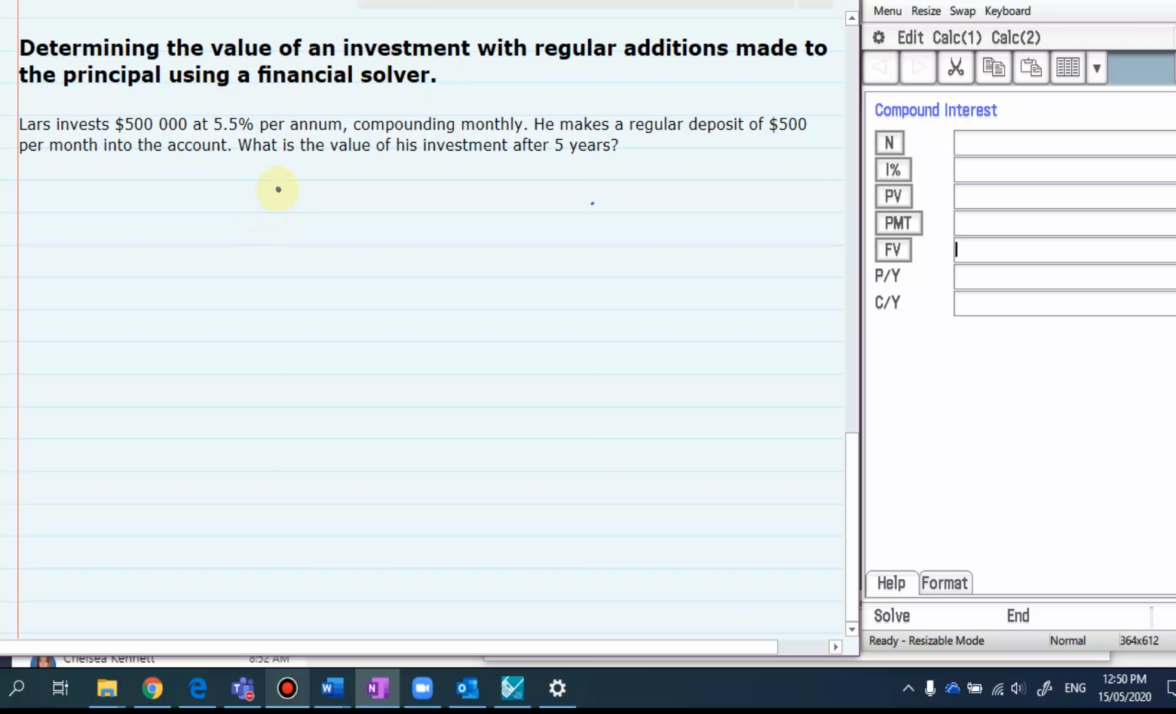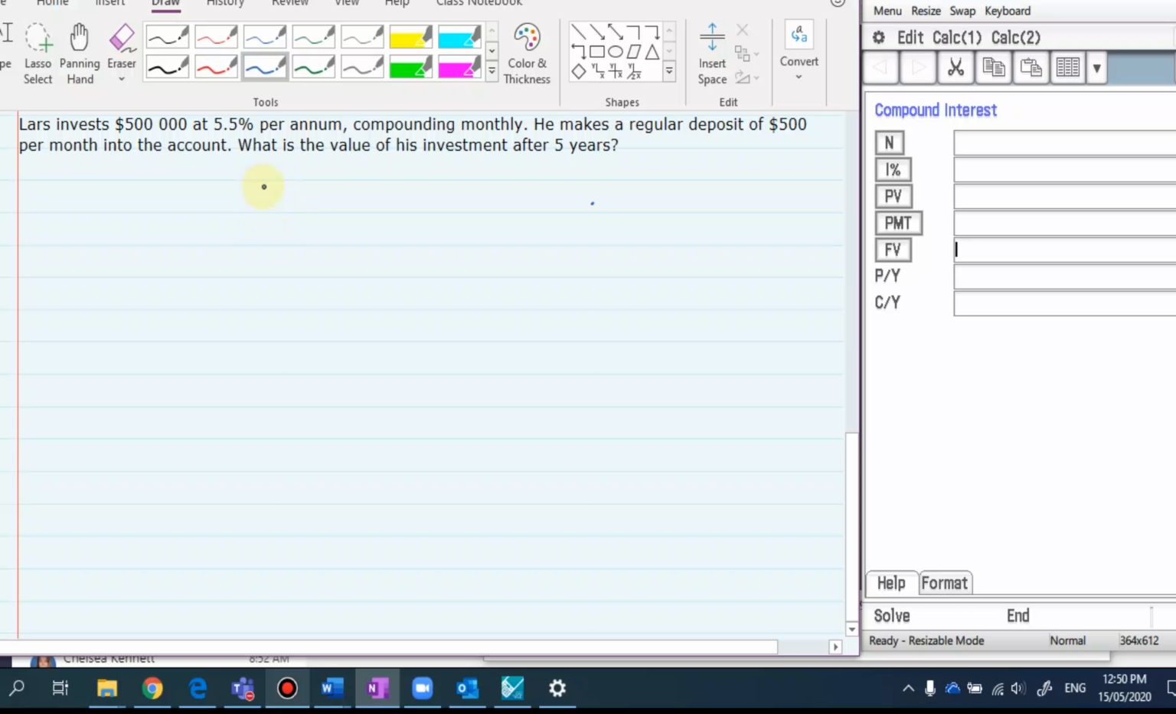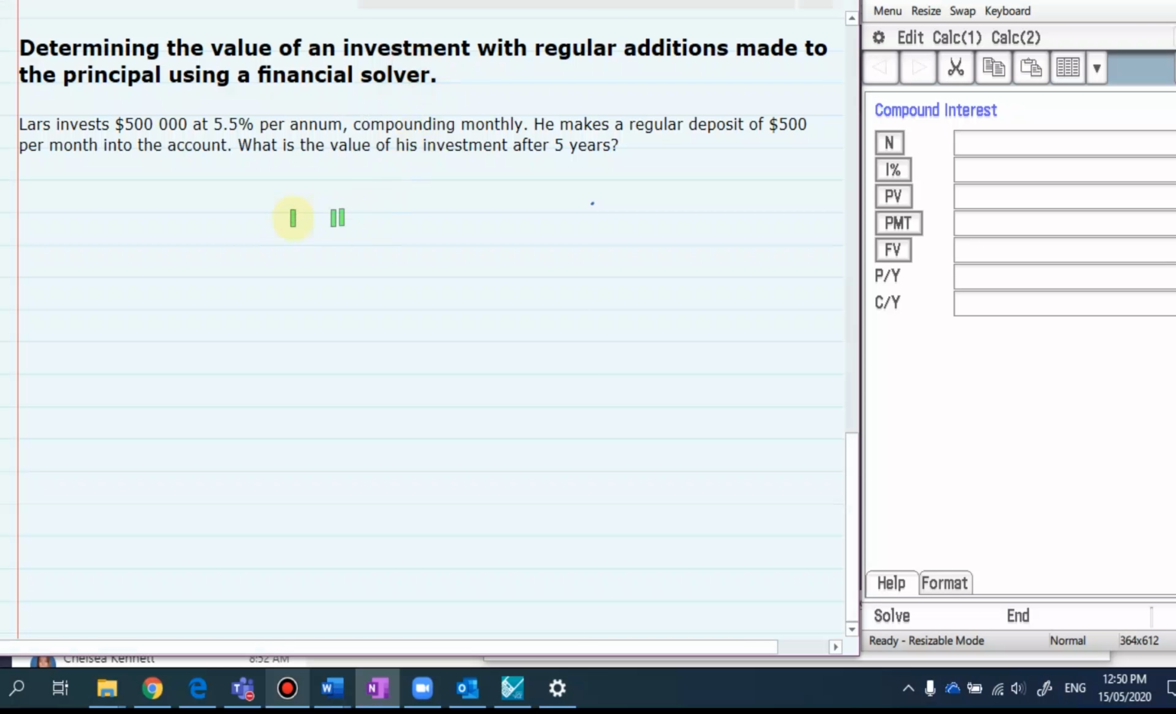So in this one, we've got a guy called Lars. Always come up with cool names, these people who make these questions. So Lars invests $500,000. All right, maybe that's for his super. Gets a 5.5% per annum rate, which is probably not too bad at the moment considering interest rates are so low. And he can make deposits of $500 a month. Okay, so there's our monthly thing there.